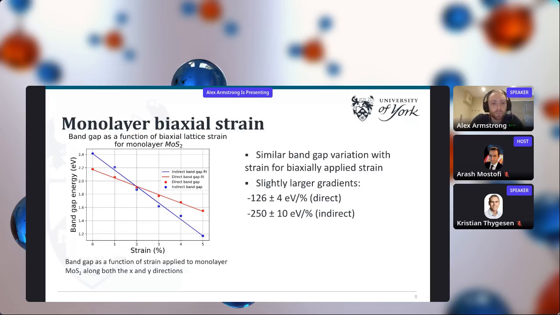Okay. So we also applied biaxial strain to the monolayer. We found a very, very similar sort of graph, but with slightly larger gradients. Firstly, it is slightly easier to apply biaxial strain experimentally, but also, because the gradient's larger, you can achieve a larger change in bandgap energy for a smaller amount of strain. So this is probably the one you would go for if you were wanting to apply this experimentally.